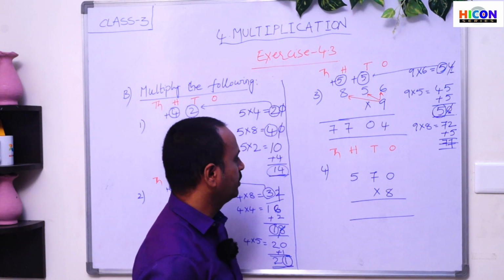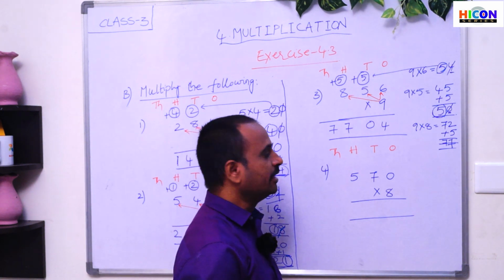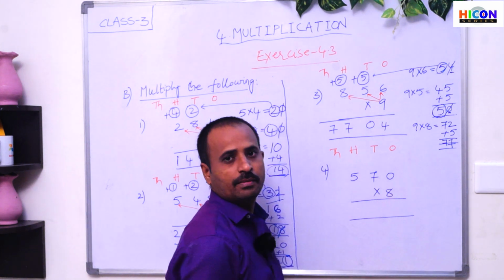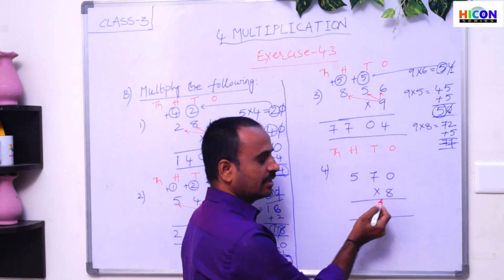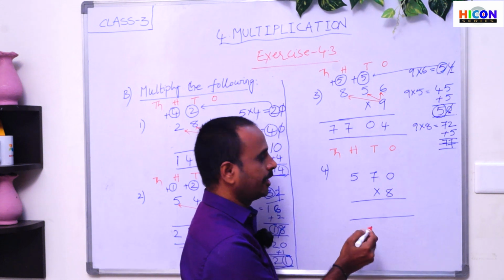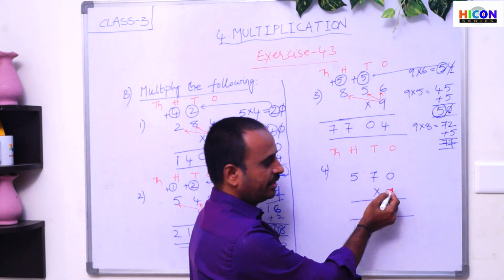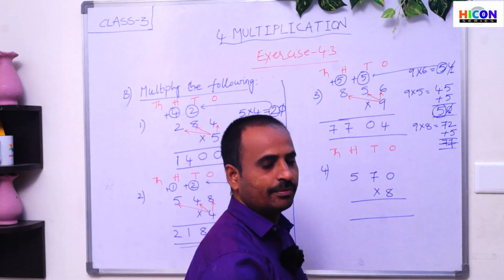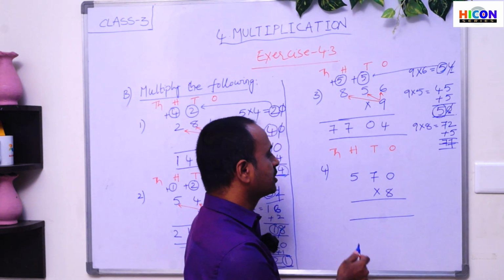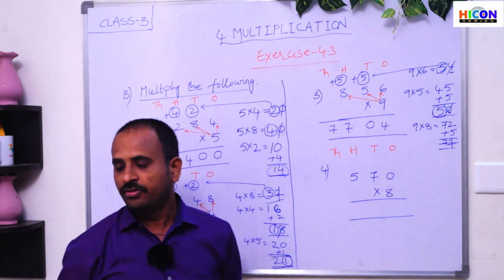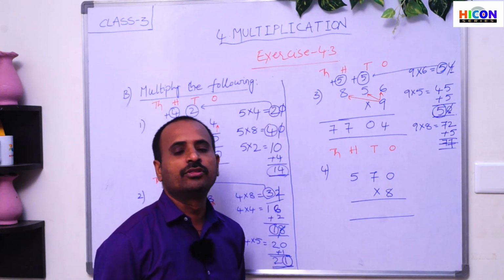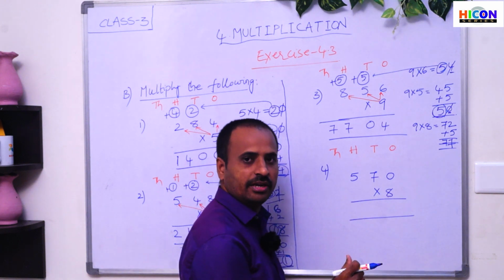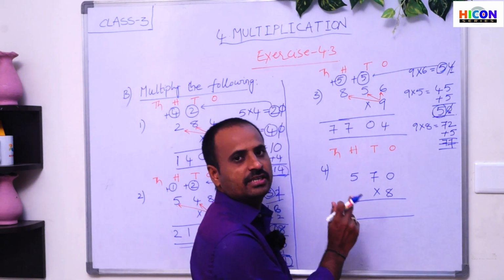So children, see the fourth problem here. What is the fourth problem here? Here also a 3-digit number is given, that is 570, and a single digit number, 8. Now we have to multiply this 570 with 8. We can do this multiplication thoroughly only when you know the 8th table. So you should know the 8th table thoroughly, then you will do this multiplication easily.